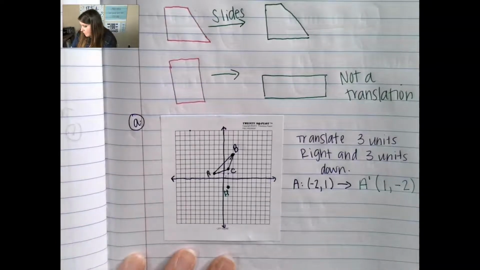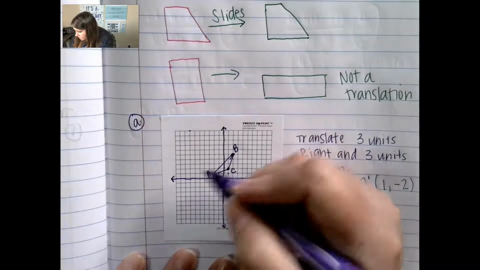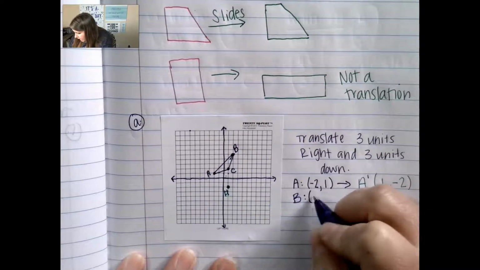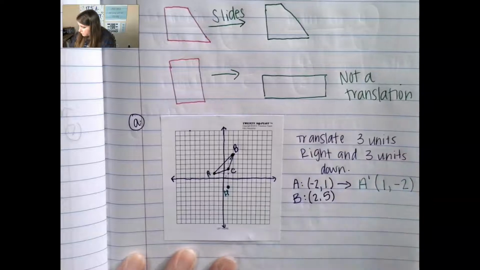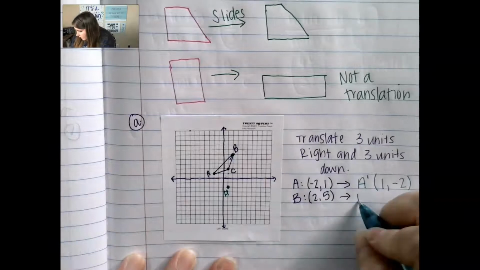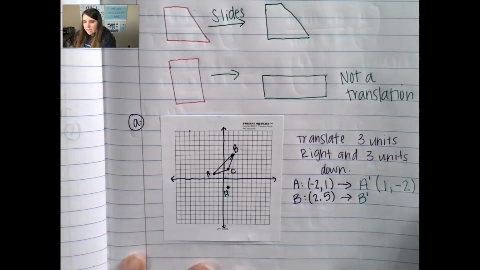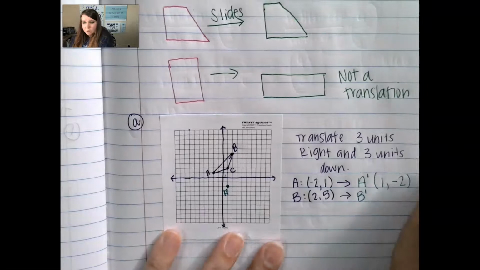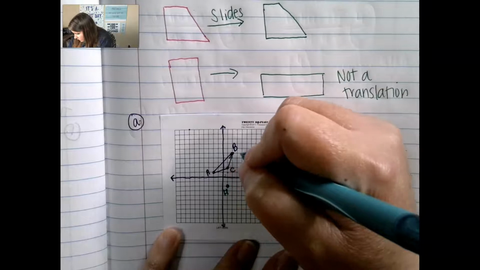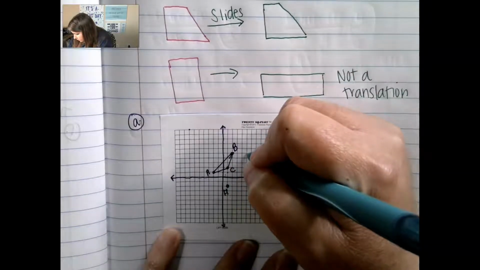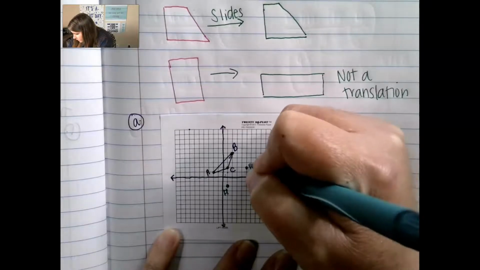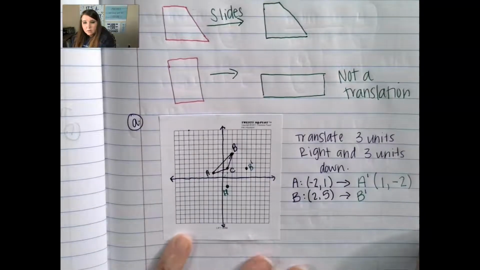So now we're going to look at B. So point B originally started at over 2, and up 5, right? So we were at 2, 5. Our new point is going to be B1, or B prime. And this point, again, we're going to go over 3 to the right and then down 3. So over 3, 1, 2, 3, and then down 3, 1, 2, and 3. And this is our new B1. Just like that.